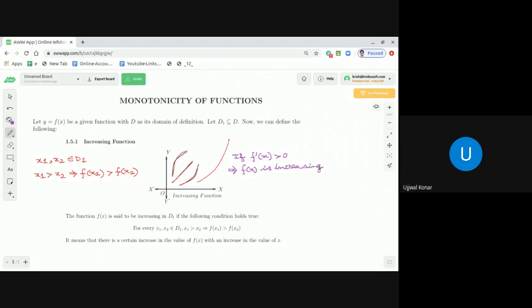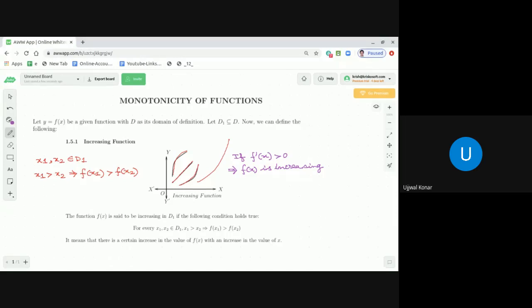Here x belongs to the domain of the definition. Wherever f dash x, that means d/dx of f(x), is greater than 0, we can say f(x) is an increasing function. Okay, we'll see examples.